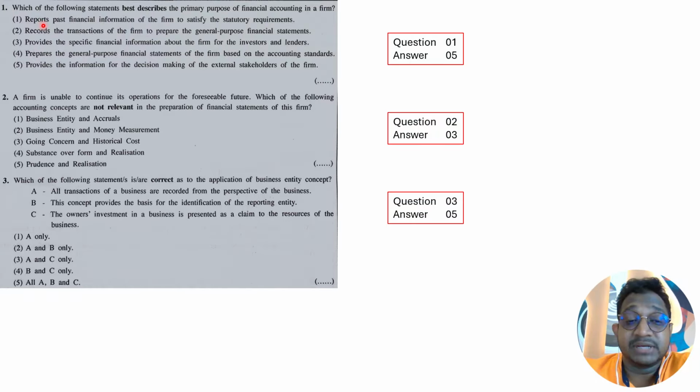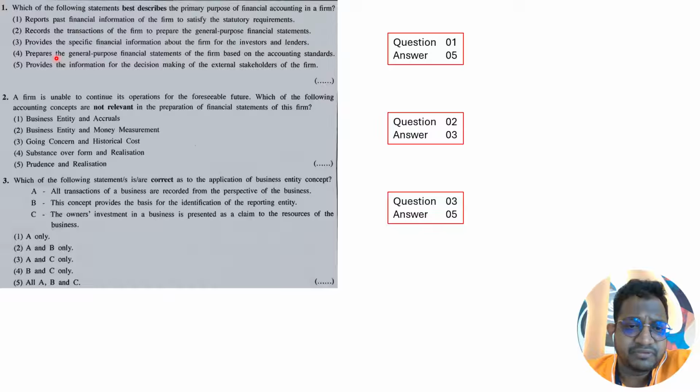Which of the following statements best describes the primary purpose of financial accounting? It specifically asks for the primary purpose, so you should go for the best answer. Reports past financial information of the firm to satisfy statutory requirements. It is okay, but that's not the primary purpose. Reports the transactions of the firm to prepare the general purpose financial statements. You can consider that as the answer as well, but let's see the others.